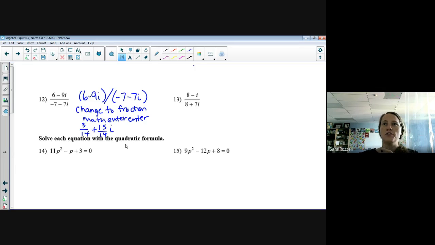Okay, go ahead and try number 13 real quick and let's see if we all got the same answer. But go ahead and do number 13, top in parentheses divided by the bottom in parentheses.